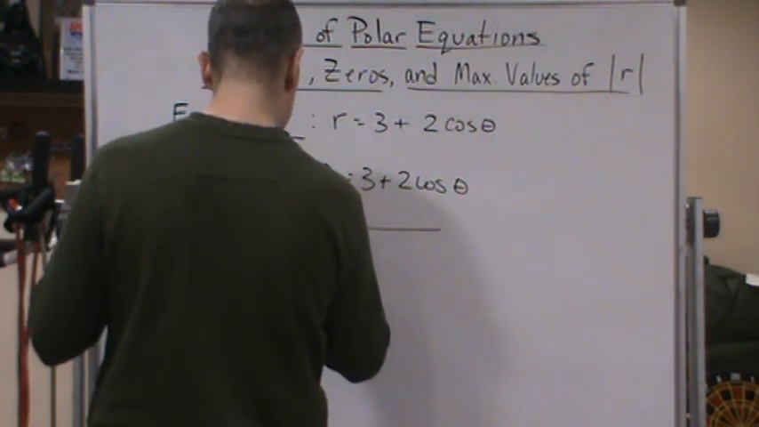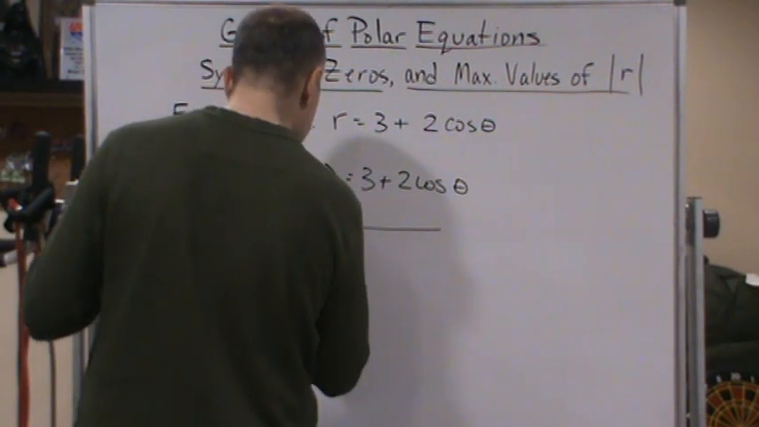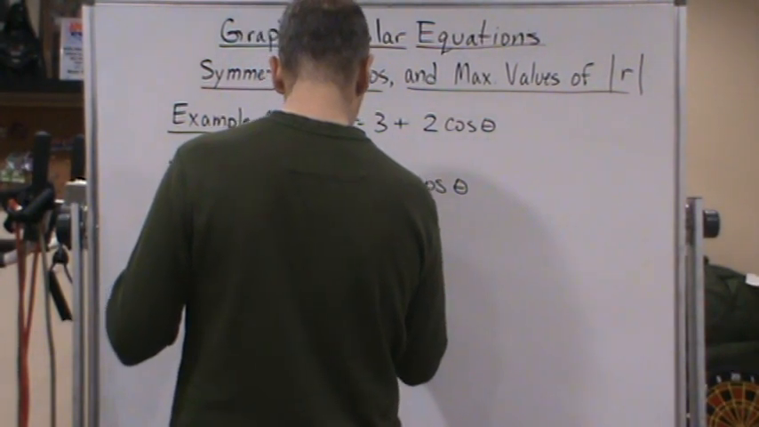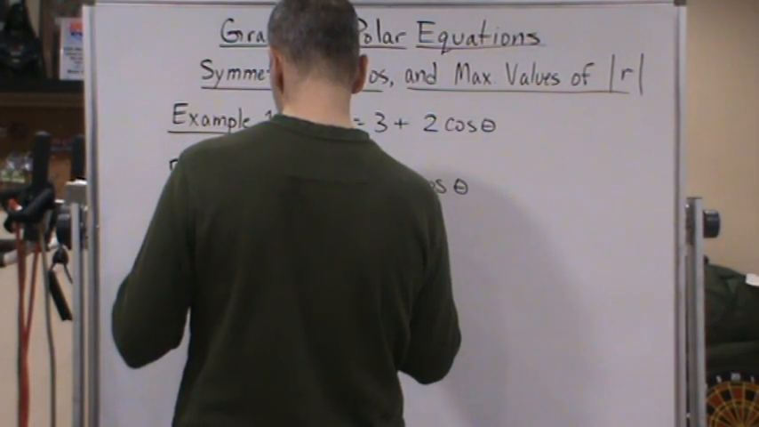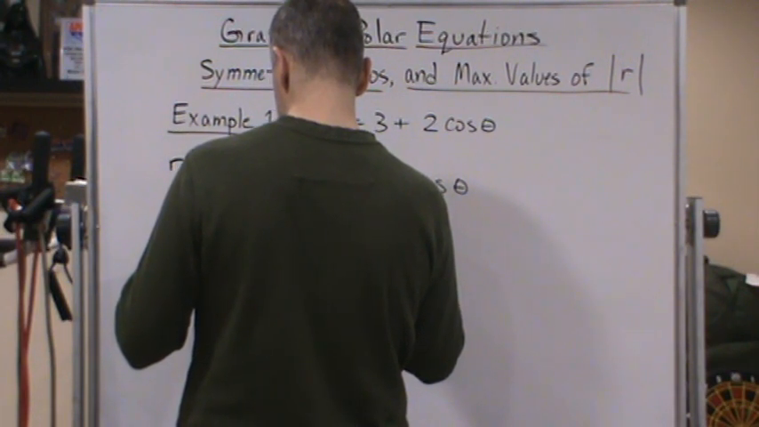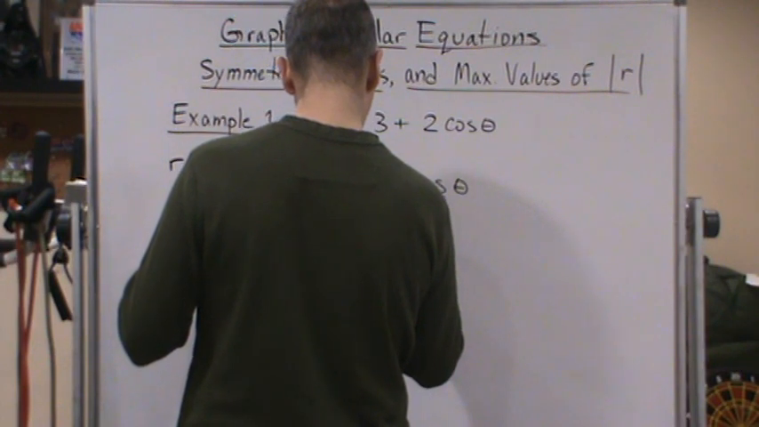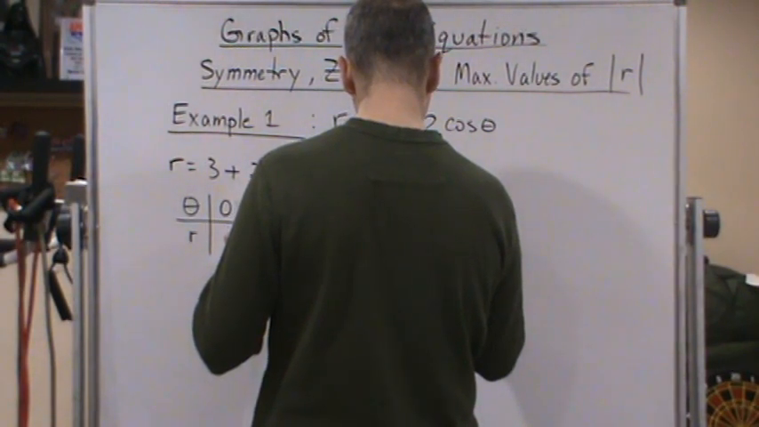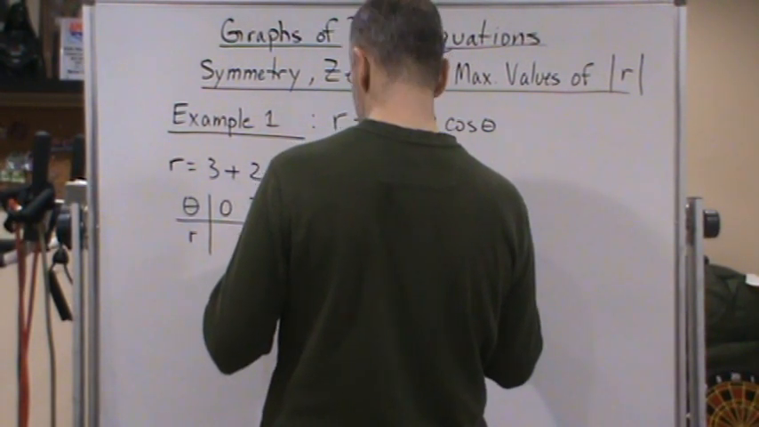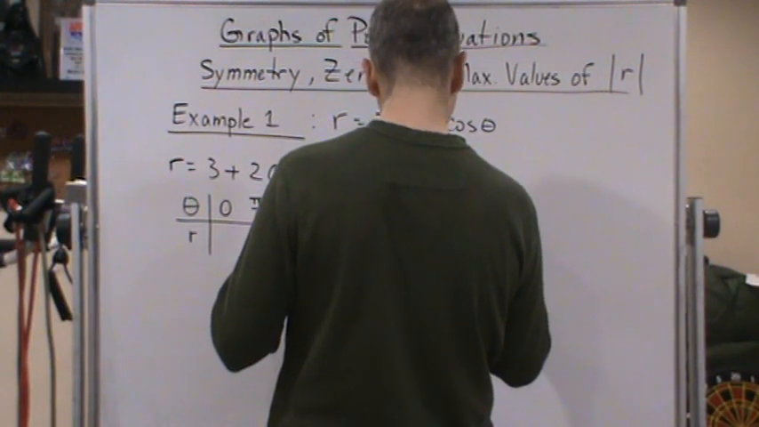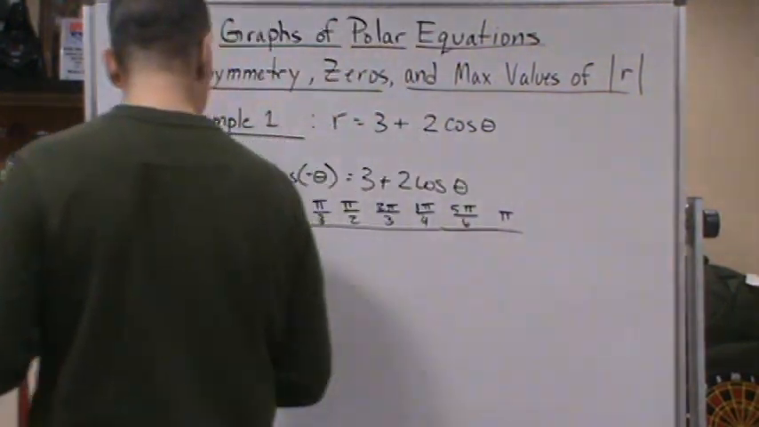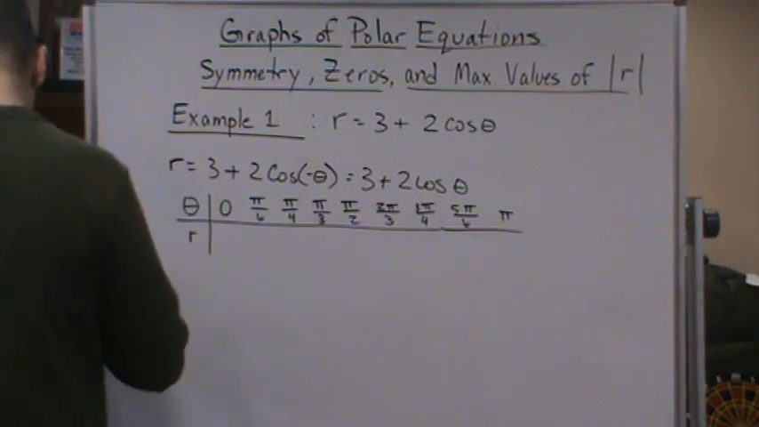So then pi over 3. Oops, not pi over 6 again. Pi over 3. Pi over 2. 2 pi over 3. 3 pi over 4. 5 pi over 6. And pi. So I've plotted a couple extra points. Okay. So what do you get?